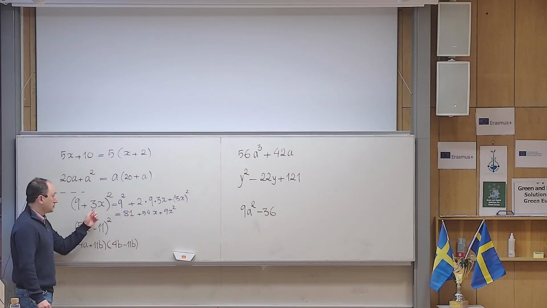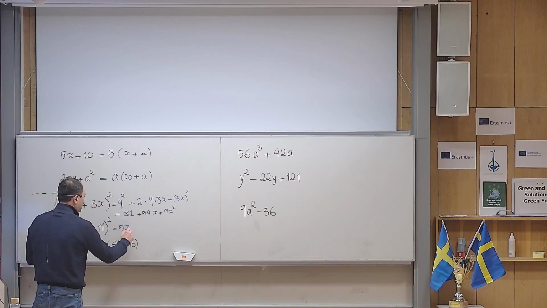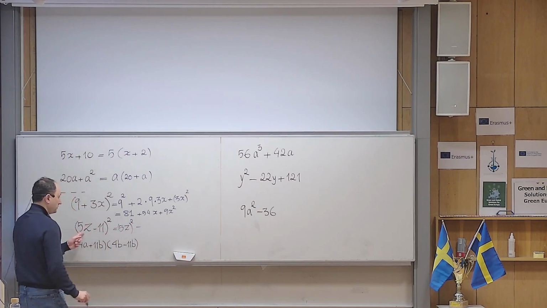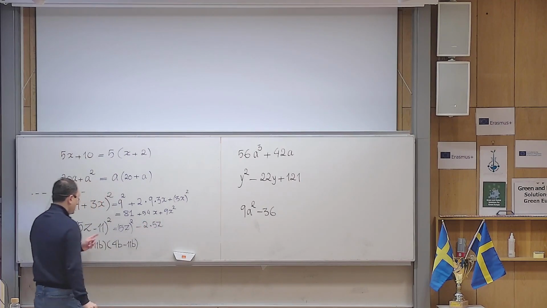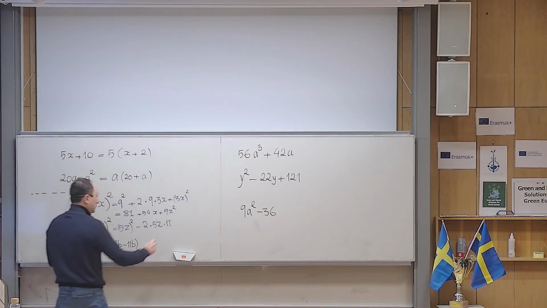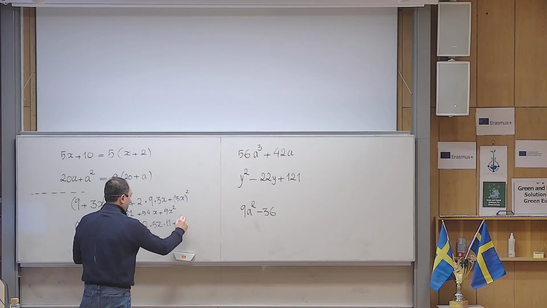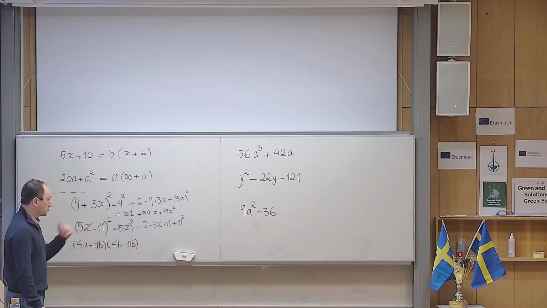This one is also the same problem, but this is the minus version. So it becomes the first one squared minus 2 times the first one, times the second one, and then plus the second one squared. Again, you don't have to write this middle step. If you get confused, write it down.